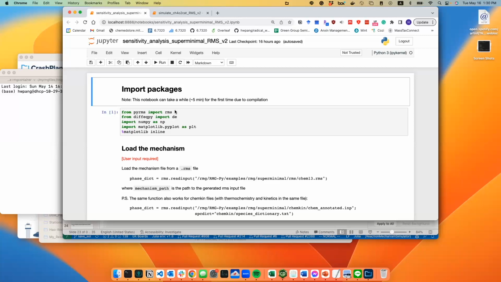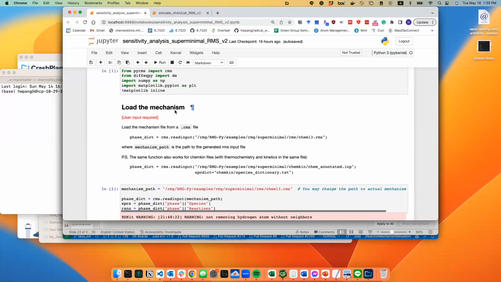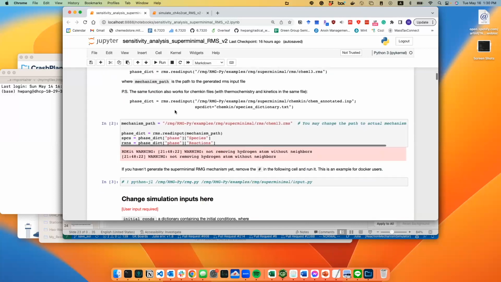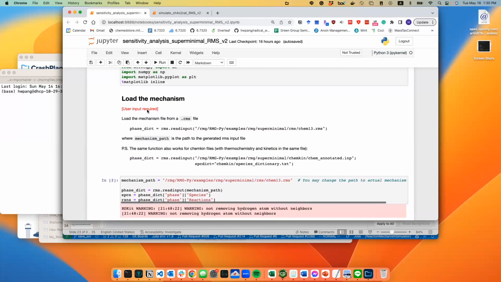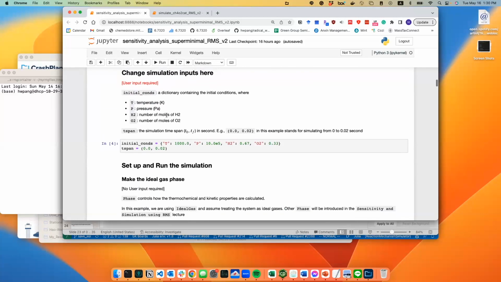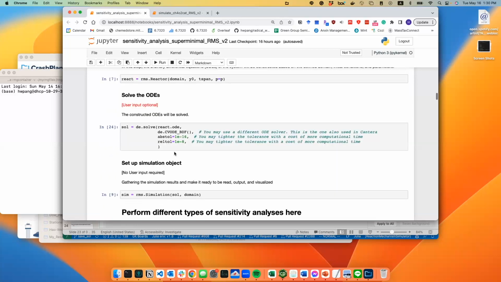First, we're going to import packages. The first part of this notebook is the same as the flux diagram and ROP notebook that you ran yesterday. It will load the mechanism, and the red words here will tell you what you can change, like the conditions you want to run the simulation at: temperature, pressure, number of moles, etc., and how long you want to run the simulation for.